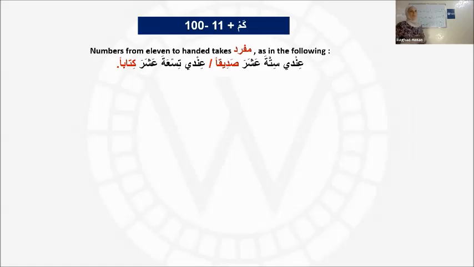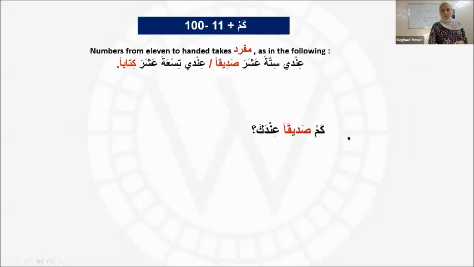And the name after the number should be mansub with double fatha. So sadiqan. As we say, sadiq means friend. So sadiqan, عندي 19 كتابا. So 19 is between 11 and 100, so it will be kitaban. Kitab means book. Kitab is mufrad and should be mansub with double fatha. So عندي 19 kitaban.